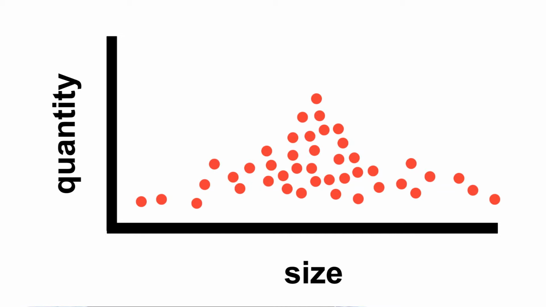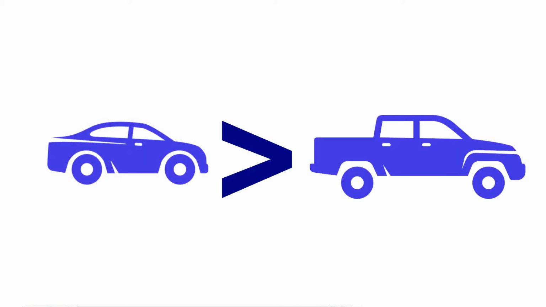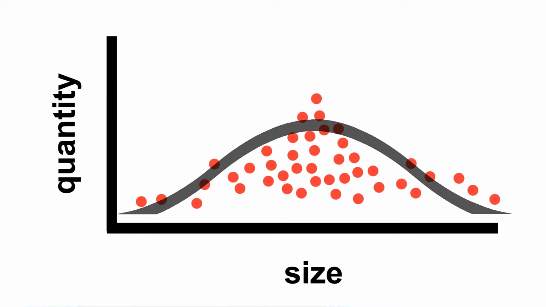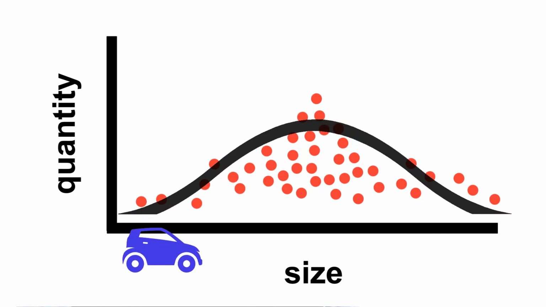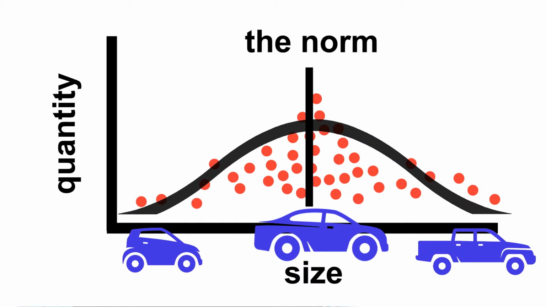Going back to the car example, you'll maybe find that there are more high school students that buy sedans than SUVs. When you look at the frequencies of car sizes then, you'll see that it looks like this kind of curve, called the bell curve. Few people buy small cars, few people buy big cars, and a lot of people buy medium-sized cars. The number in the middle, the most frequent, is called the norm.